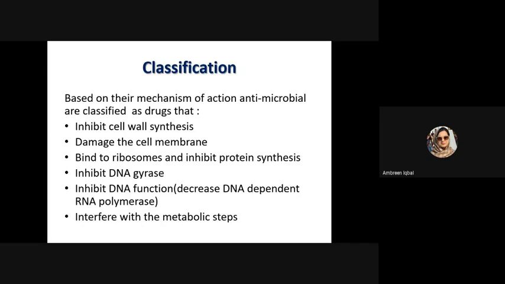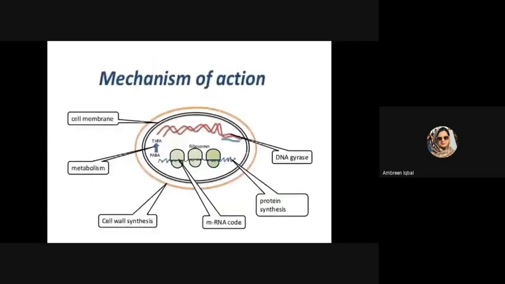So we can classify the antimicrobial agents on the basis of their mechanism of action like this. You can see in the picture, this is a picture of the microorganism, and there are certain drugs that inhibit the cell wall synthesis. There are certain drugs that interfere with the metabolism, like sulfonamide. There are certain drugs that affect the cell membrane, and there are a few drugs that affect the DNA gyrase activity that inhibits the protein synthesis by inhibiting the ribosomes.